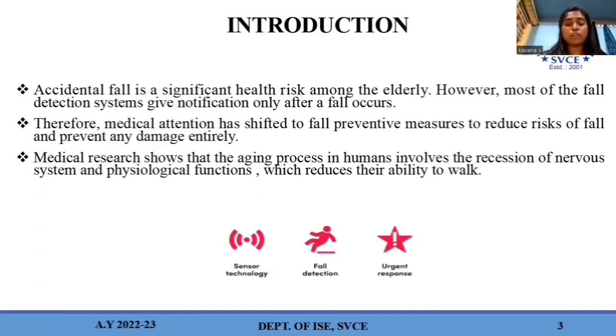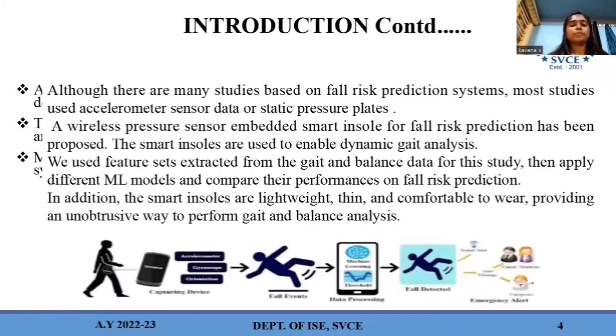Therefore, there is a need for a fall prediction system to prevent falls from occurring at an early stage and help the elderly reduce their fall risk. A fall risk prediction system which can notify the elderly before the fall using previous data is a promising method to avoid falls. Although there are many studies based on fall risk prediction, most studies used accelerometer sensor data or static pressure plates. A wireless sensor embedded smart insole for fall risk prediction has been proposed.